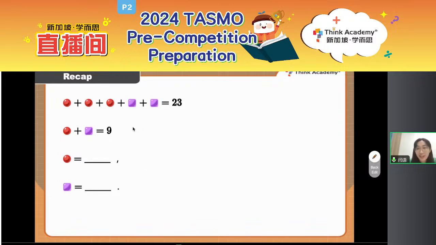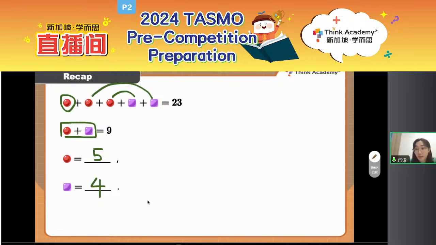Then what is the method here? Grouping method. So here for one red circle plus one purple square, you will get 9. So here we just take it as a group, right? According to the group, this is 9. This is another 9. So 9 plus 9 equals 18. What about the red circle? That is 23 minus 18. So you will get 5, right? Following this back to the group, 5 plus what equals 9? That is 4. Very easy.